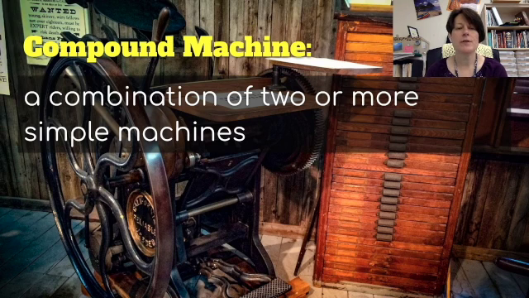So here is an example of a compound machine. We have a combination of two or more simple machines. So what simple machines can you see in this old printing press? What I see is a wheel and axle over here. There's a gear, which would be a wheel and axle. There's a pedal down here, which would involve a lever of sorts. And it looks like there's a lever up here as well. So there are a number of different simple machines in this printing press. And if I looked even closer, I could probably find more. So that makes it a compound machine.